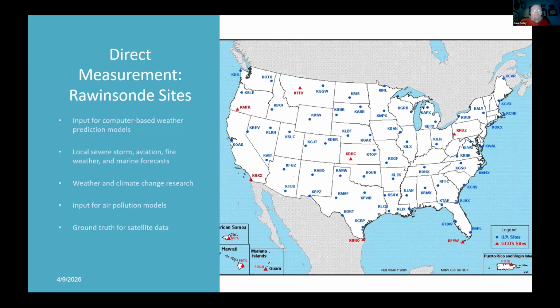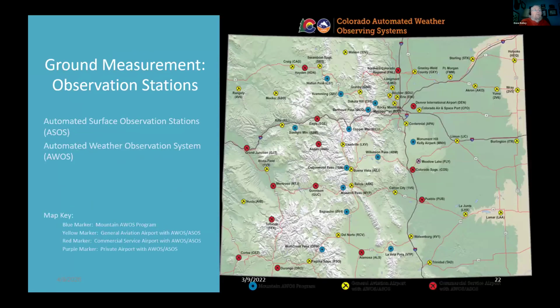Okay, other direct measurements include ground measurement observation sites, so the Automated Surface Observing Stations and the Automated Weather Observing Stations. We're used to thinking of AWOS as what we hear when we call our local airports. The difference between AWOS and ASOS is generally that ASOS is predominantly used for severe weather detection, whereas AWOS is generally associated with aviation.